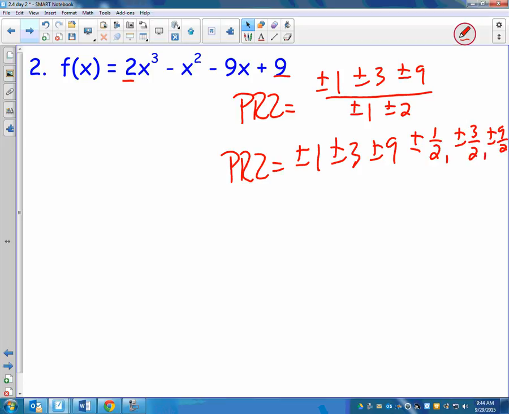or minus 9 halves. I can't believe you synthetically divided all those. All right. Oof. I was thinking about doing it, but I don't think I would.